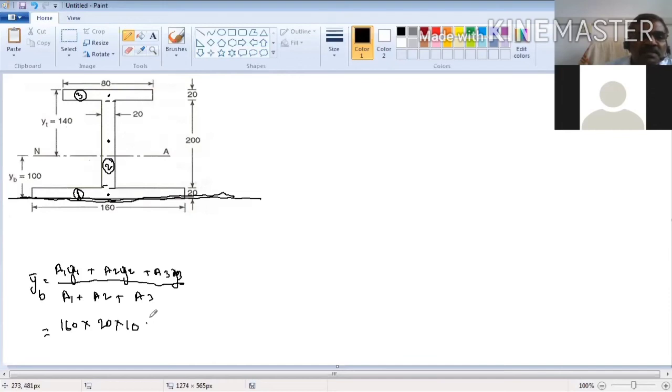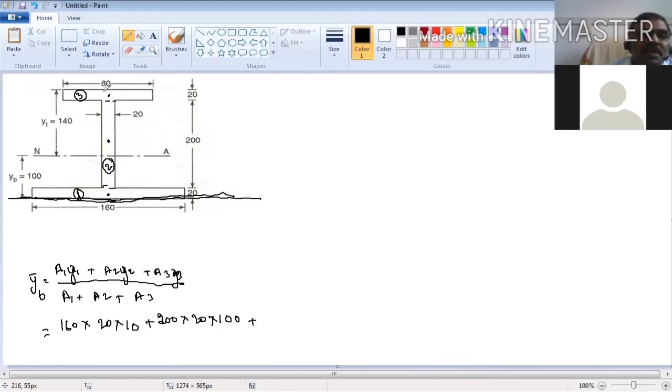10 plus a2 y2. What is a2? This is 200 into 20. That is area into center of gravity. The total distance is 200, so it will be at the center, 100. Y2 is 100, plus A3 Y3.